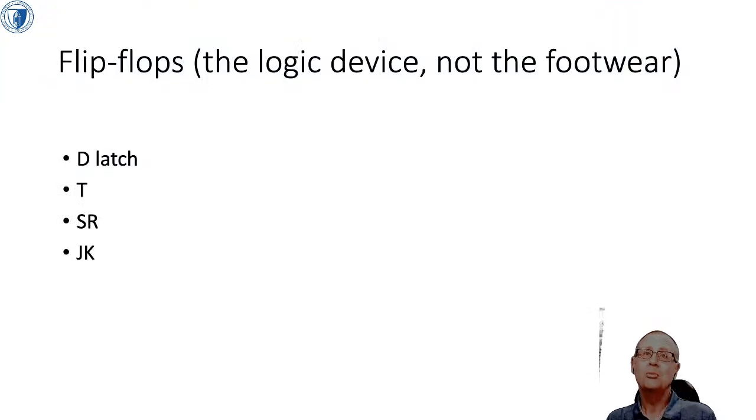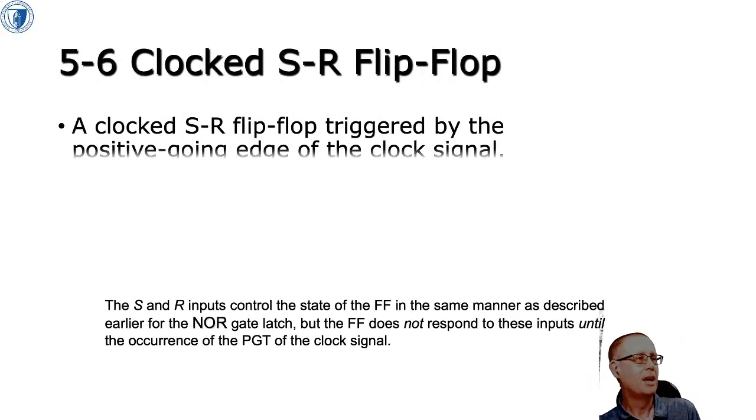Okay, so last time we talked about these different types of flip-flops. That is the logic device, not the footwear. There's a D flip-flop or a D latch. There's slightly different things, but I've just put it up for D latch. There's a T or toggle flip-flop. There's an SR or set-reset flip-flop. And there's a JK flip-flop, and that's not a joke.